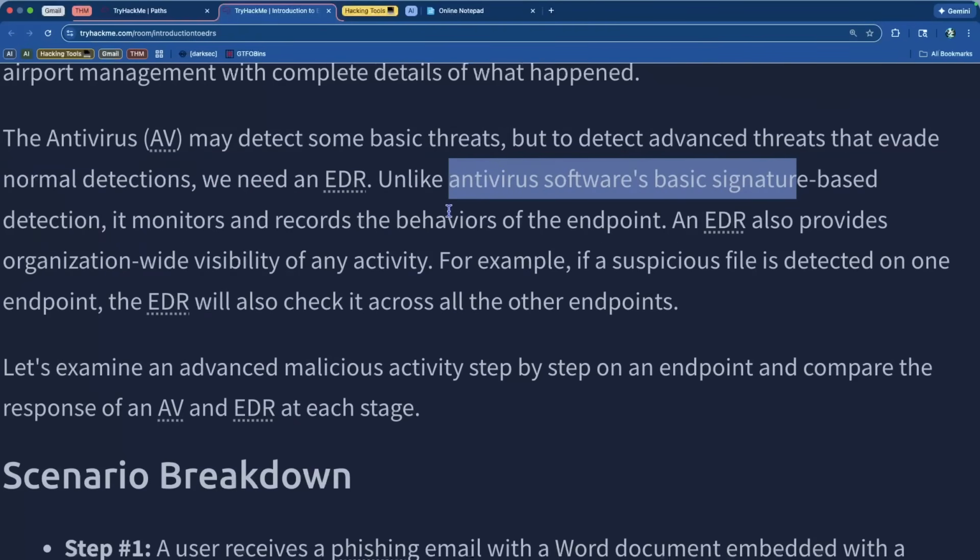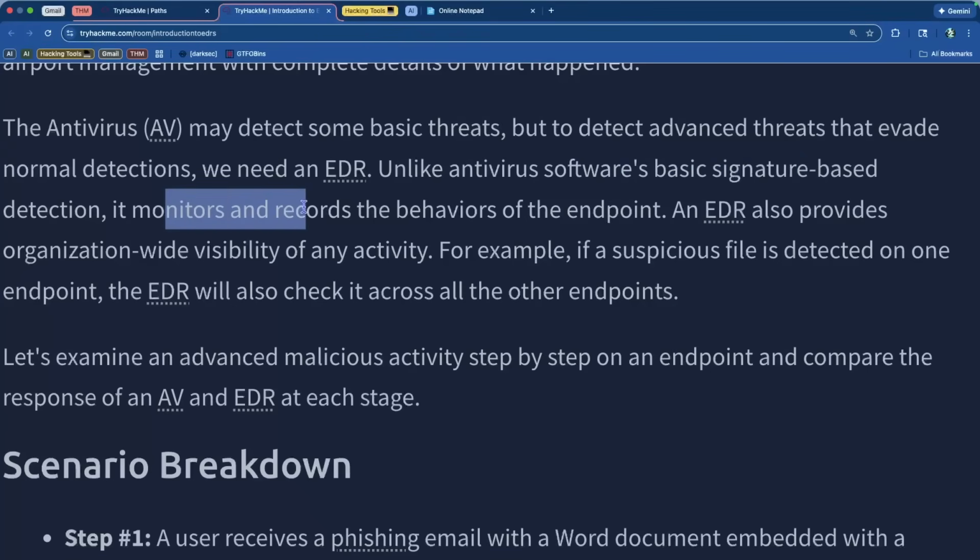Unlike antivirus's basic signature-based detection, the monitoring and recording of the EDR are the important elements of it. It records the behaviors of the endpoint itself. It's very, very important. Antivirus checks for signatures, right? Does this match my record? It does, you're being blocked. Oh, it doesn't match my records, it must be fine, I'm going to let you through. That's basically the rule set of the antivirus, right?